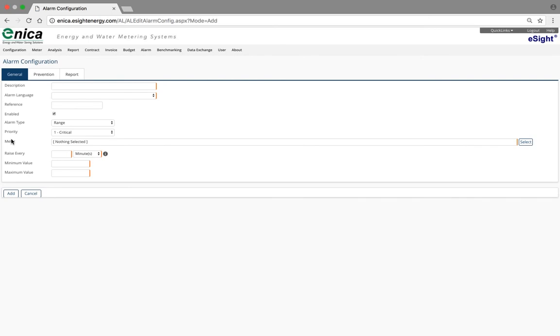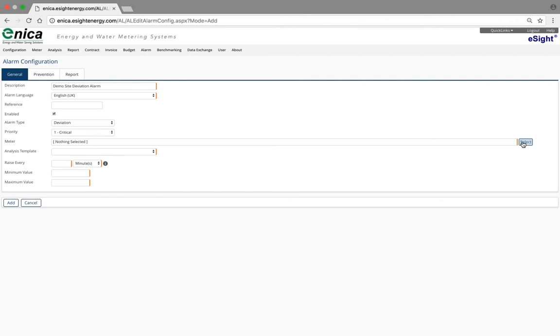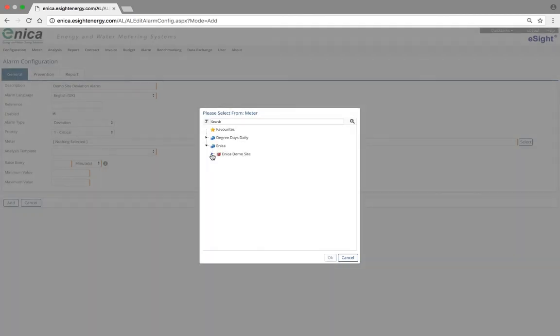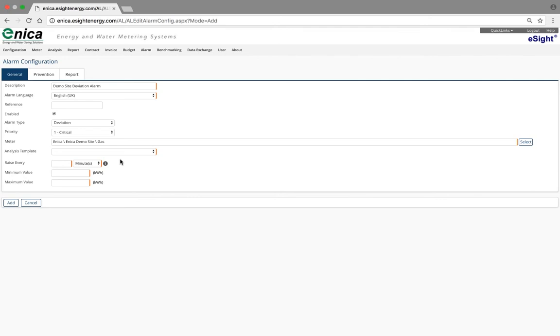So for instance, we might not want to know when absolute kilowatt hour values go over a set value, because it might be very cold or it might be very warm, for instance. So what we're looking for is deviations in performance rather than deviations in absolute kilowatt hour values. So let's add this alarm. We're going to call it demo site deviation alarm. The alarm language would be English, and the alarm type is going to be a deviation alarm. So the meter that we're going to choose is the gas meter, and the analysis template is the template that we've just set up a minute ago.